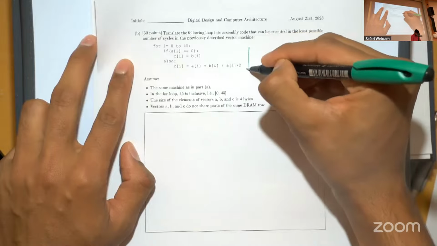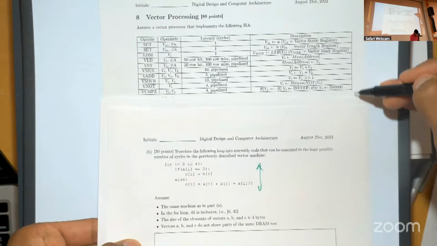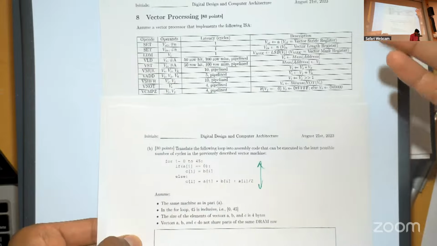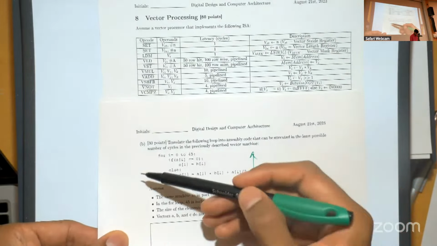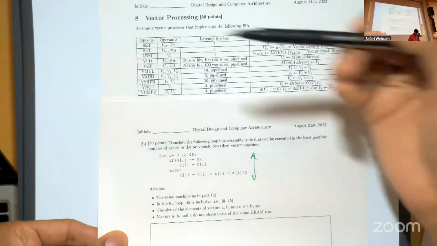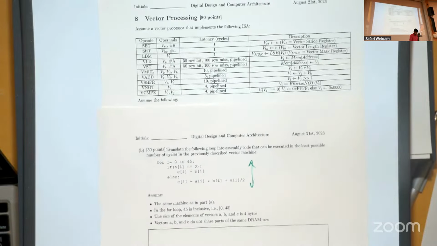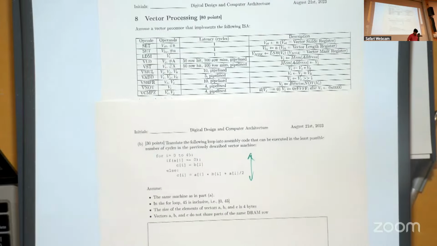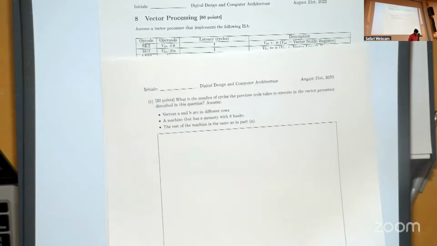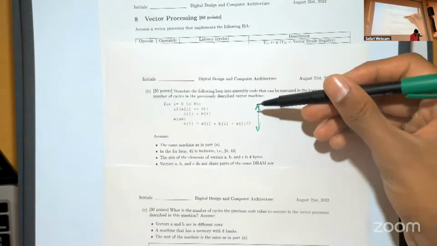So you have this code, and we have an instruction set here in the main question. So they basically want us to unroll this, let's say, C program into this set of assembly instructions. And you've seen something similar in DDCA labs where you wrote assembly basically. But this is with vector instructions. That's the only difference.